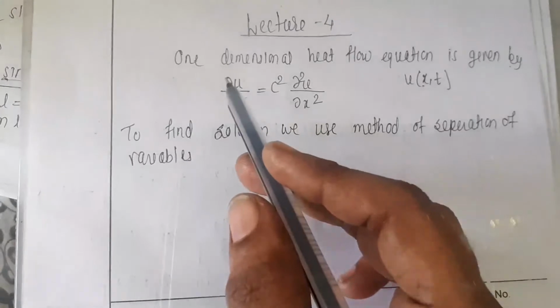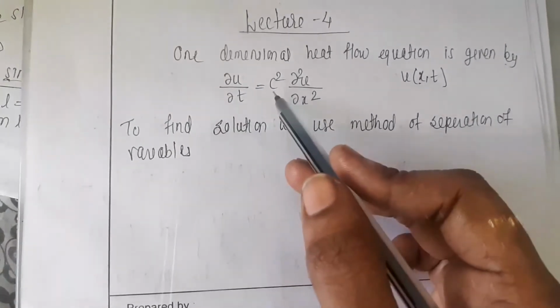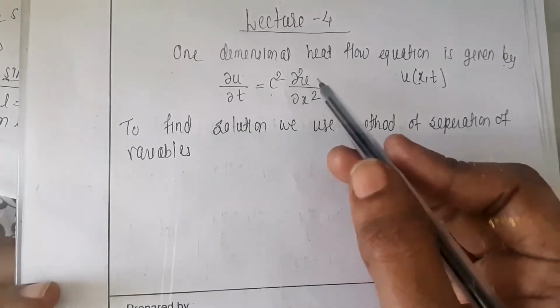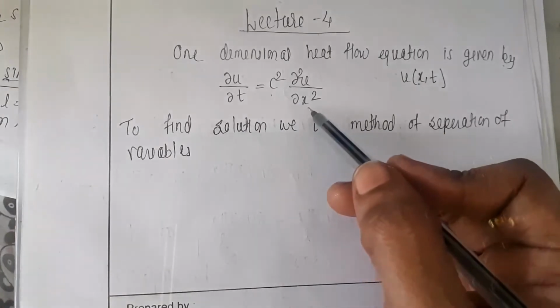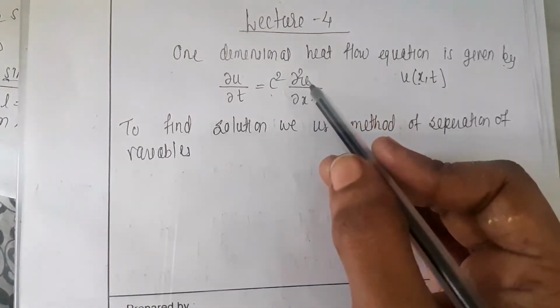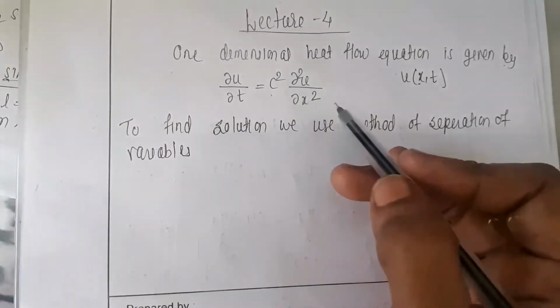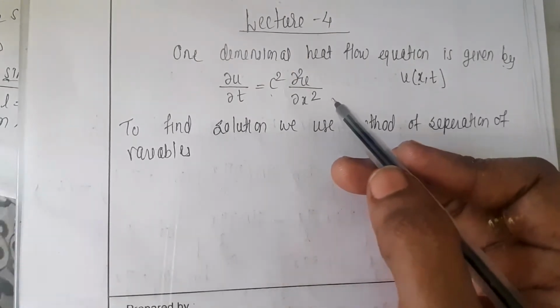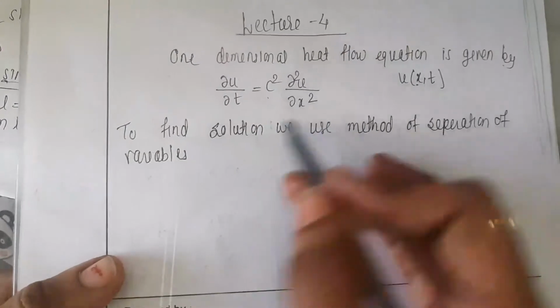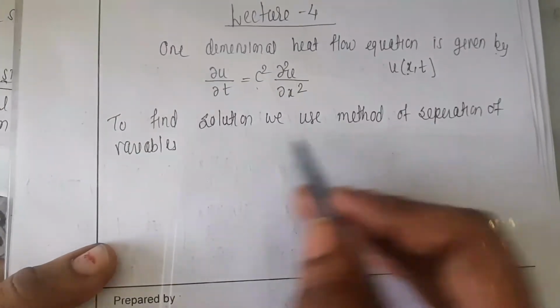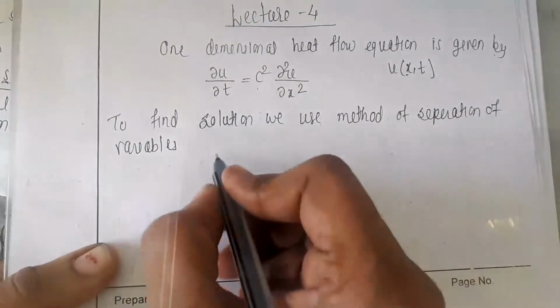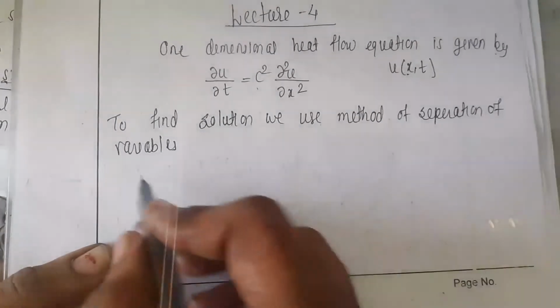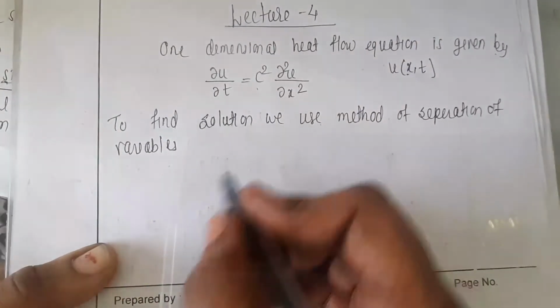The rate of change of temperature with respect to time is equal to c squared into the double derivative of temperature with respect to distance, del squared u by del x squared. So again, we directly consider the equation, but today we are going to find out how to find the solution of this one-dimensional heat flow equation, using the method of separation of variables.